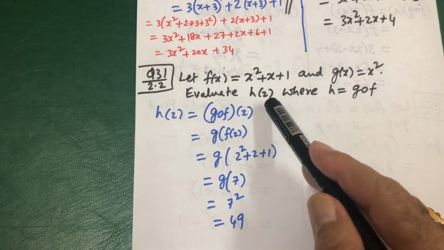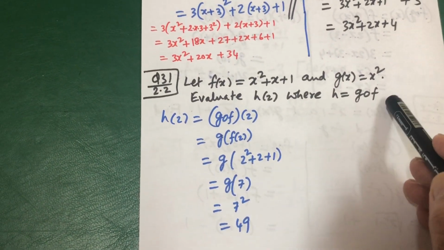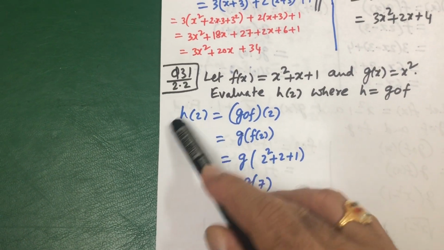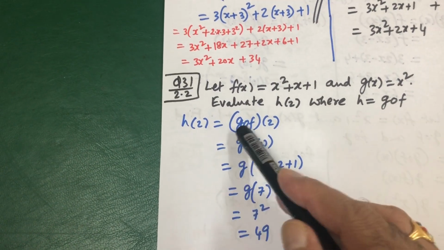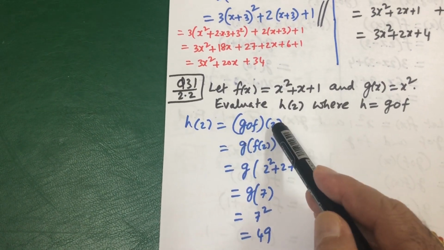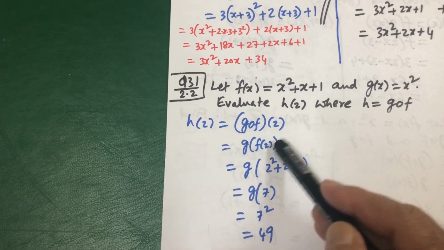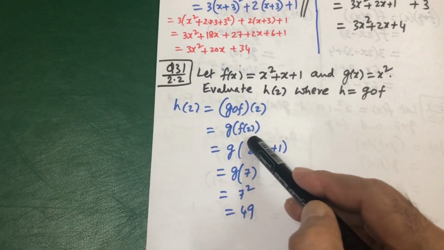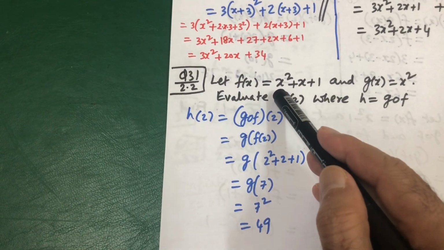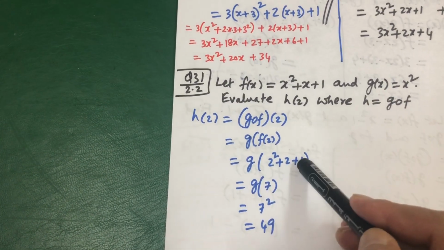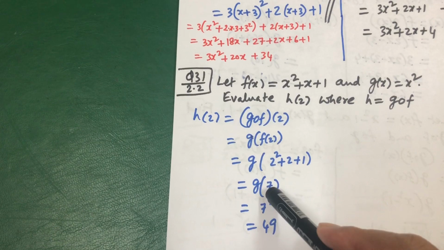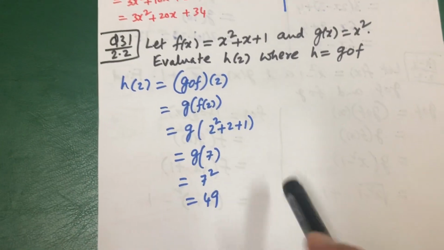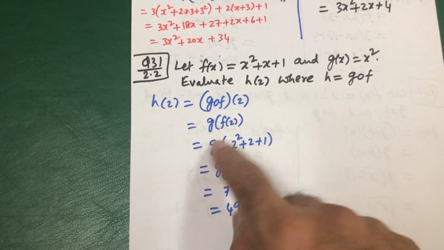f(x) is equal to this, g(x) is equal to this. Evaluate H of 2, where H is equal to G circle F. What is the question? H of 2. Replace H with G circle F. G circle F at 2. How to do it? G of F of 2. Circle means bracket. G of F of 2 means replace x here with 2. 2 square plus 1, 2 plus 1. So G of 2 square plus 2 plus 1 is 7. What is G of 7? 7 square, that is 49. Very simple it is. So try to understand this problem. Very simple. This type of question will usually come in the exam.